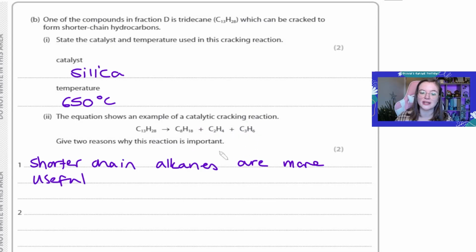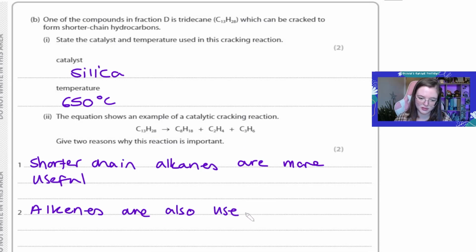This is the one way that you can really get alkenes on the GCSE syllabus. So alkenes are also pretty useful. And then what do alkenes do? Why are they more useful? More useful, because otherwise we're just saying the same thing twice, aren't we? So more useful as they make polymers.